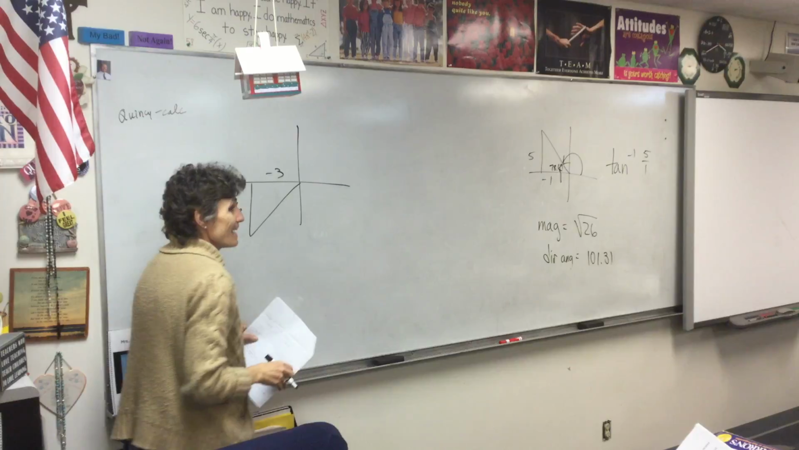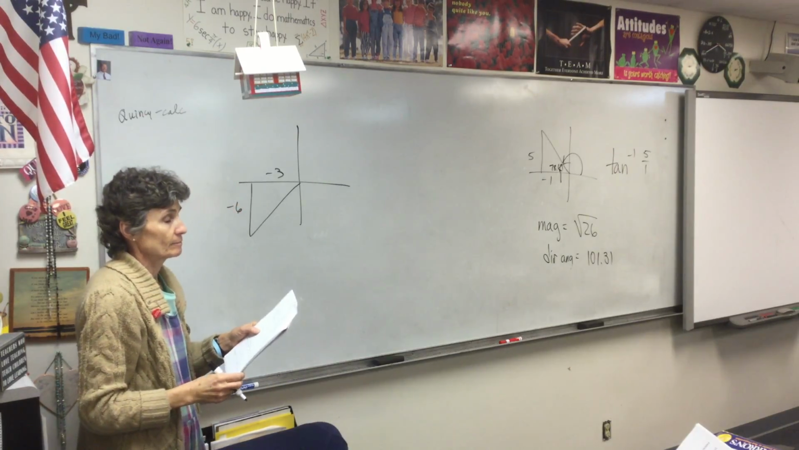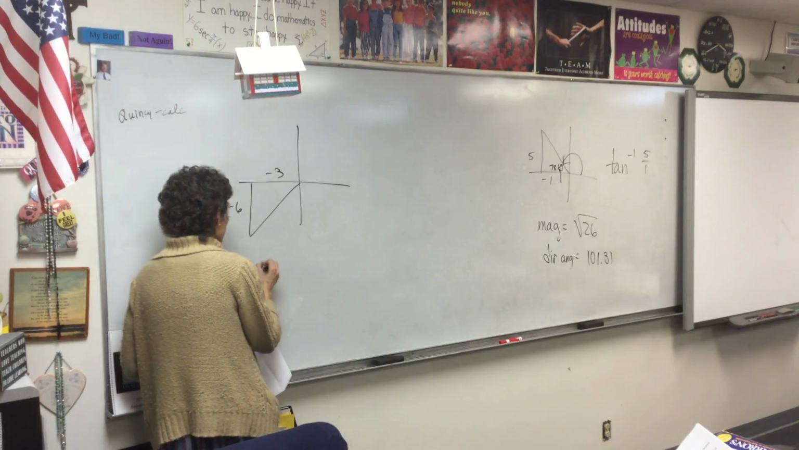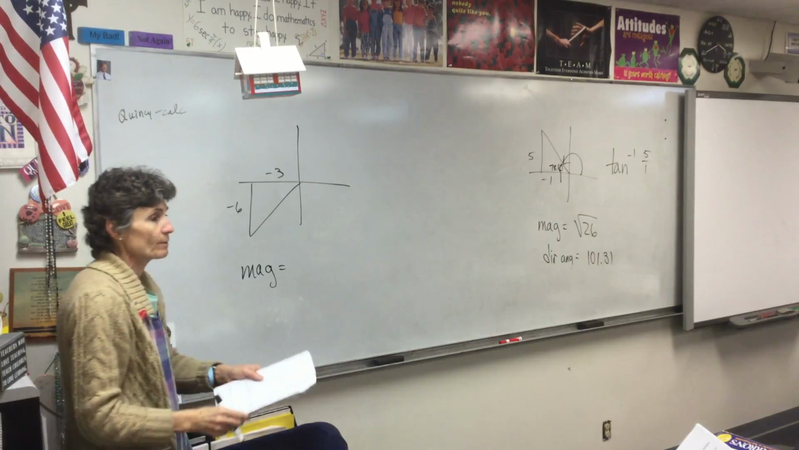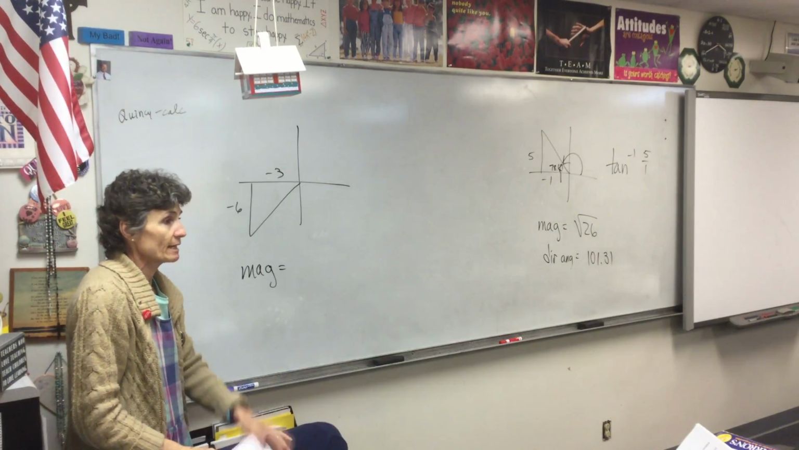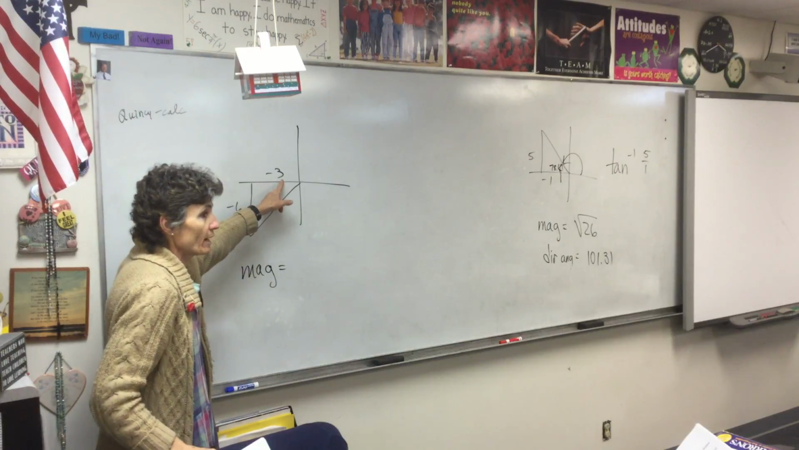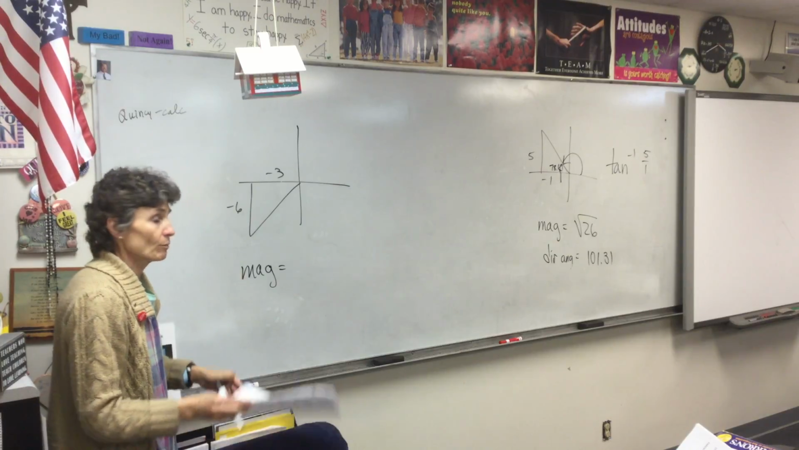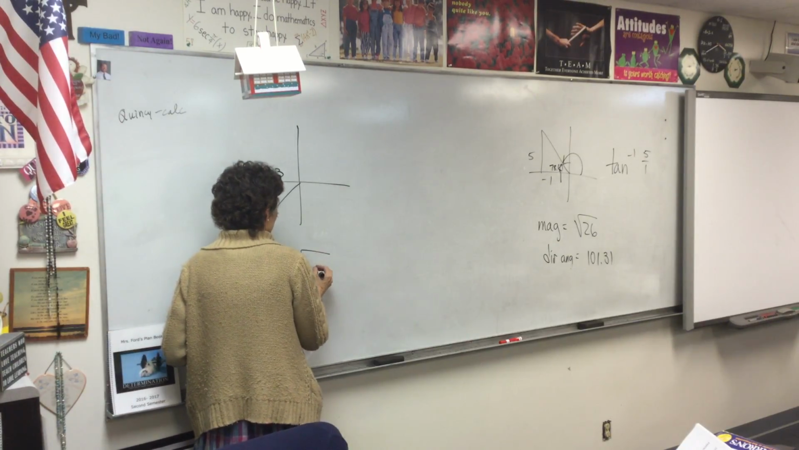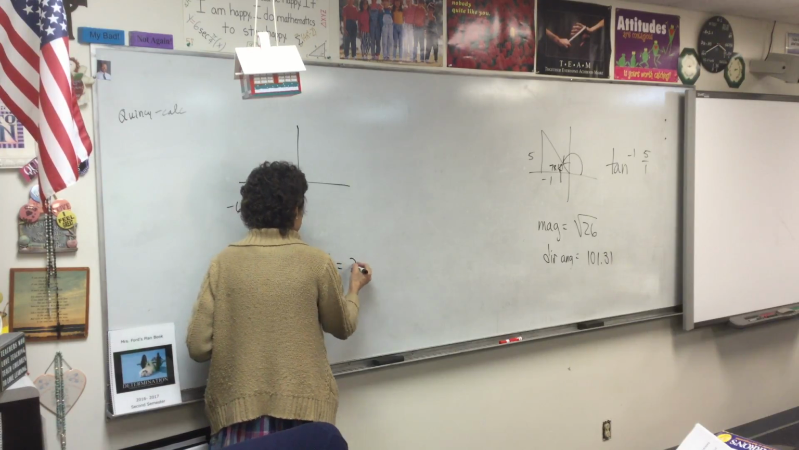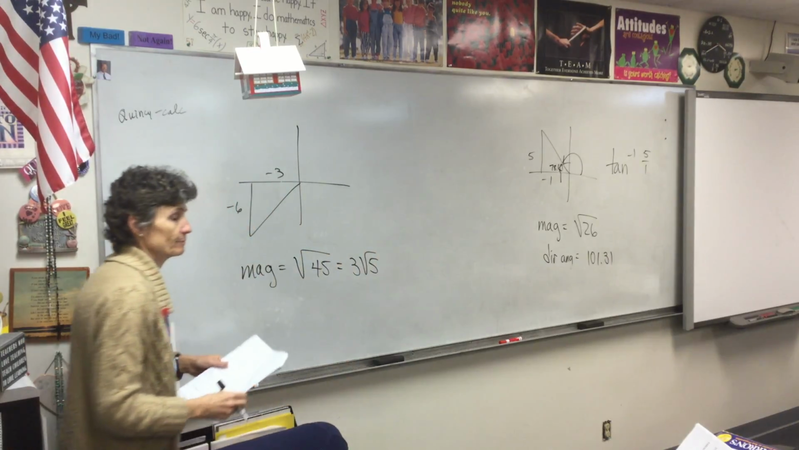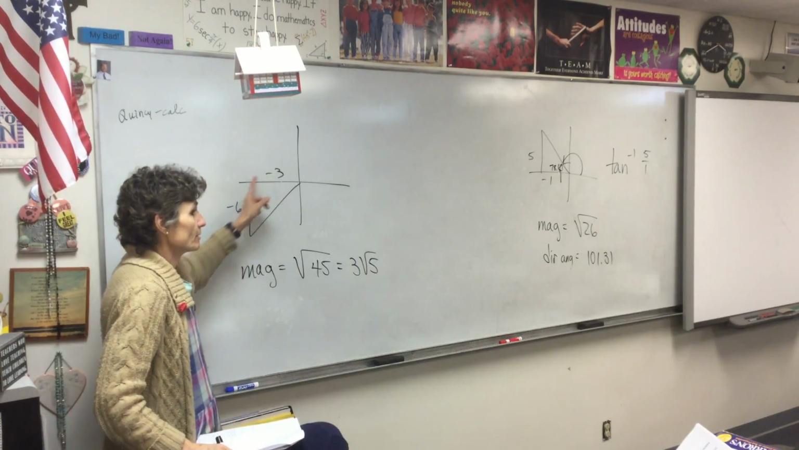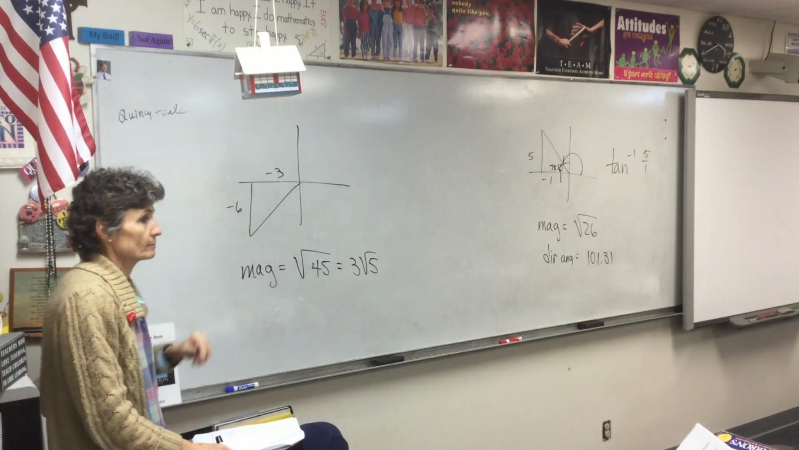All right, this one is (-3, -6). What is my magnitude? Remember, when you do the Pythagorean theorem, you don't deal with the negatives. So it's 3 squared and 6 squared. That would be the square root of 45, which is 3 radical 5. Magnitude: a squared plus b squared equals c squared.